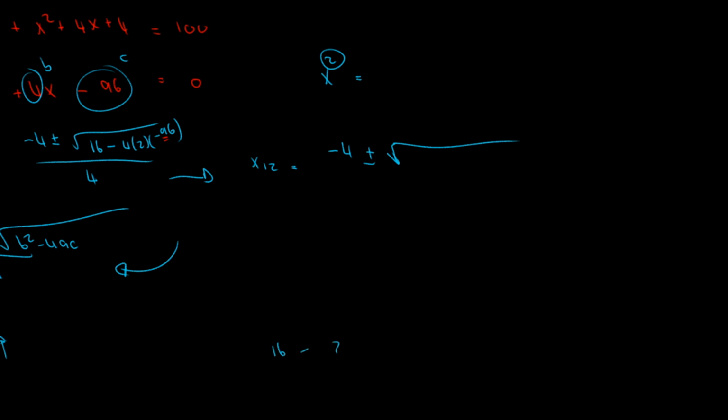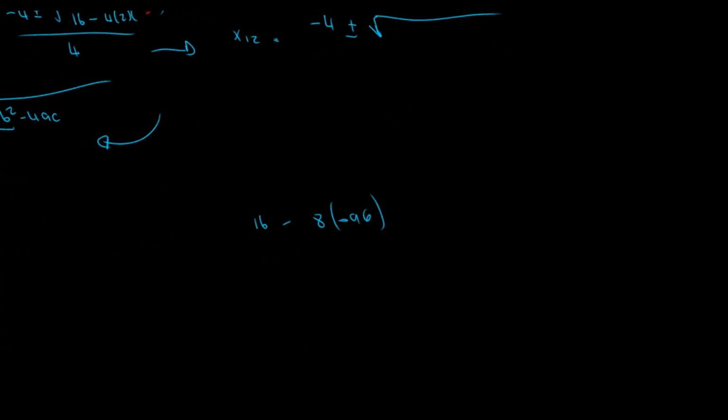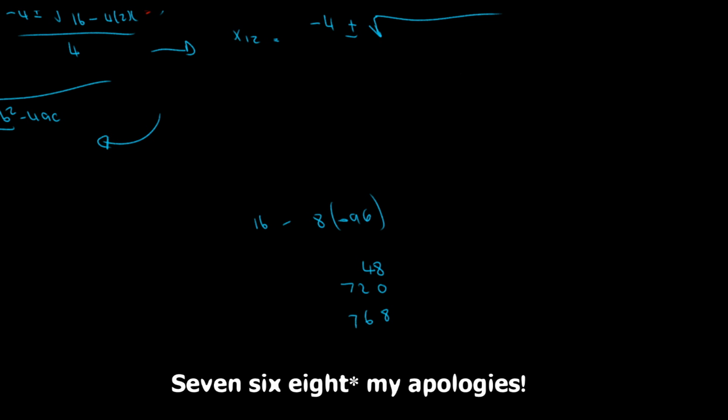So 16 minus 8 times negative 96. What is that? Okay, so to do this one, I'm going to say 8 times 6. What's 8 times 6? 48. Okay, 48, and then 8 times 9 is 72. So we can then say 8, 7, 6. I'm going to pull up a calculator to confirm this quick. Okay, so we have 876.